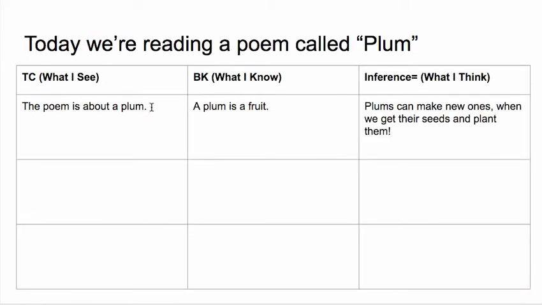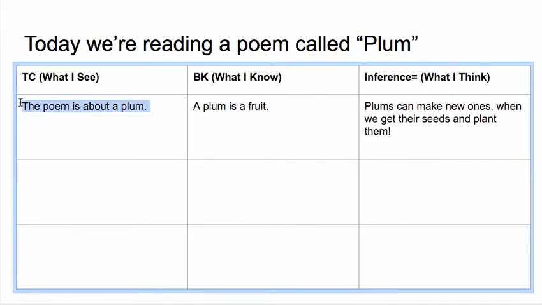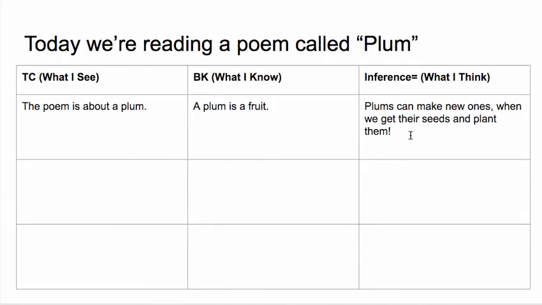So that was my inference, what I saw, what I know, and what I think. I just made an inference about this poem. Today, that's basically what we're going to continue to do. We're going to read more poems, and we're going to continue this skill tomorrow as well. So we'll read a poem, we'll talk about what we see, go back into our background knowledge, and then we're going to go back to our inferences. So what do we think about the poem?